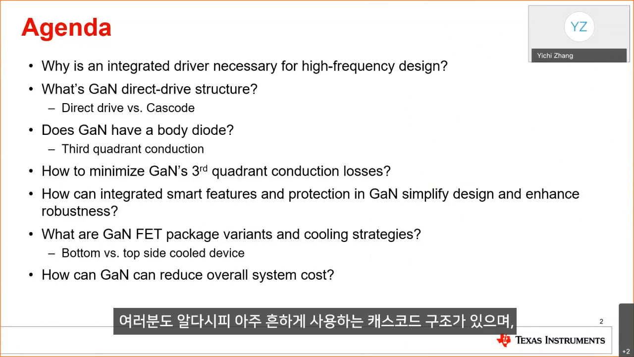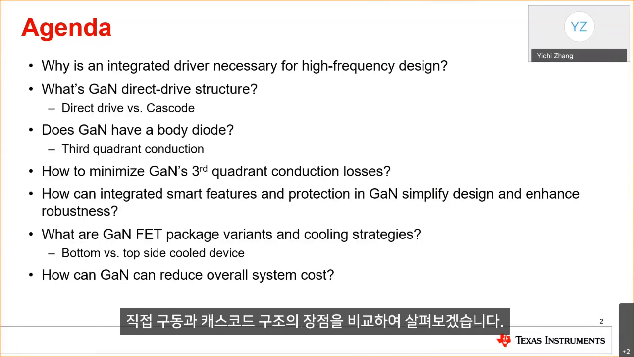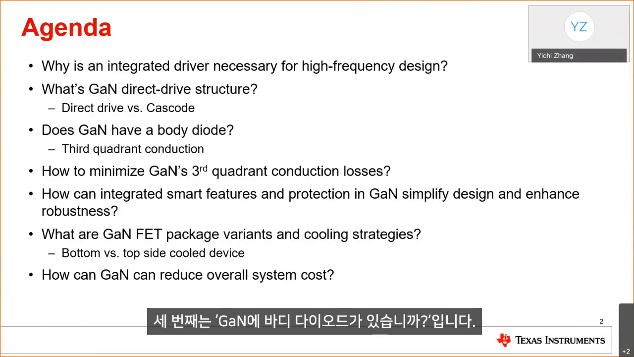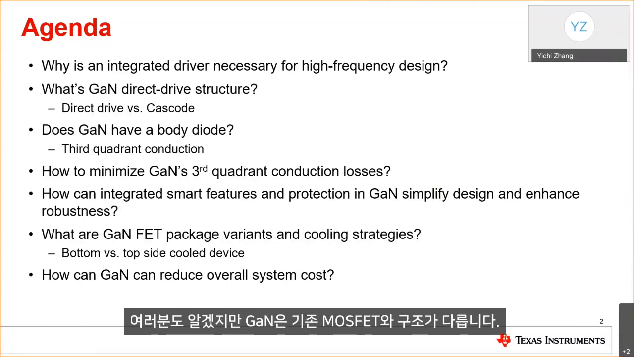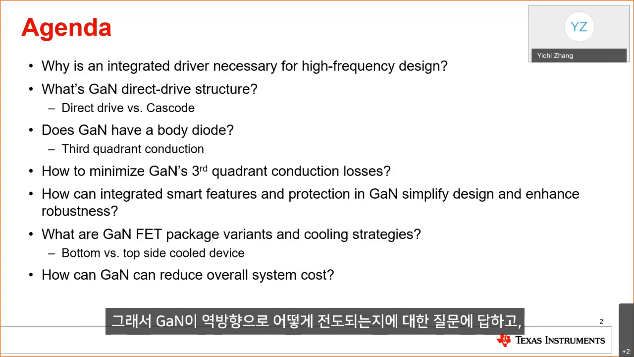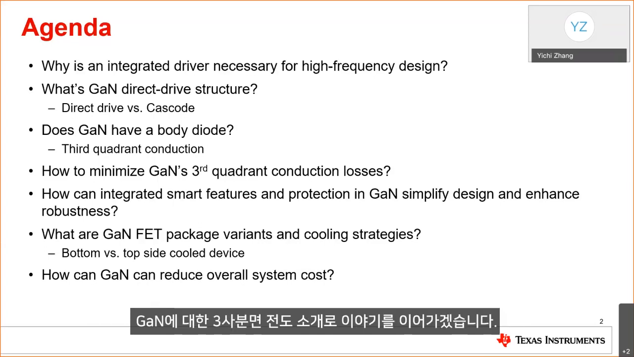As you may know, there's a very common structure of cascode, and I will be going over some of the advantages of direct drive versus cascode structure. Third one is, does GaN have a body diode? As you may know, GaN has a different structure than a traditional MOSFET, and I will be answering questions of how GaN conducts in the reverse direction, which will bring me to the third quadrant conduction introduction for GaN.